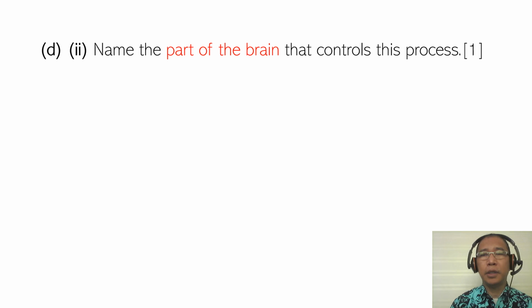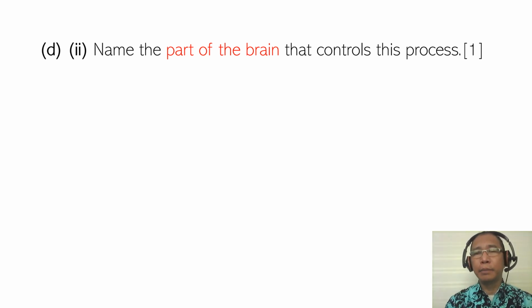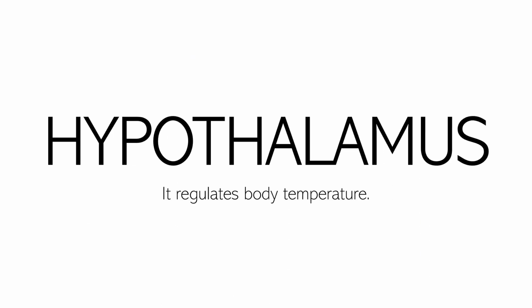Next question, D2I. Name the part of the brain that controls this process. This is also 1 mark. The answer to D2I is hypothalamus. Hypothalamus. It is the control center for thermoregulation in the brain. This hypothalamus regulates body temperature.